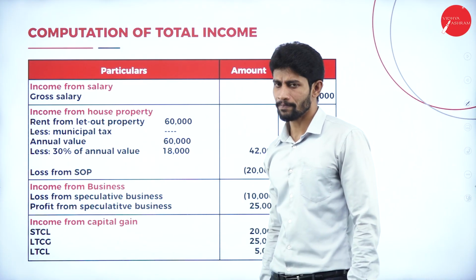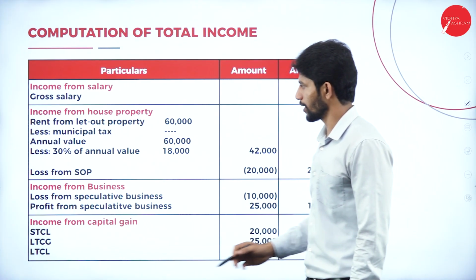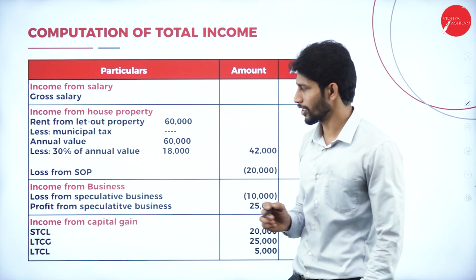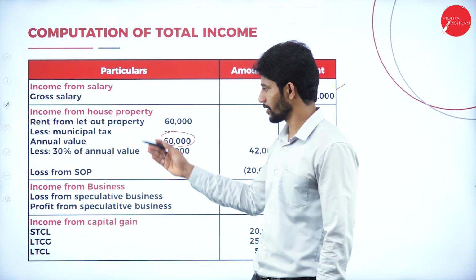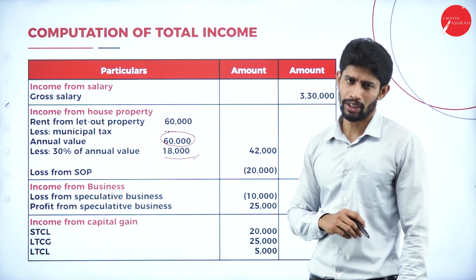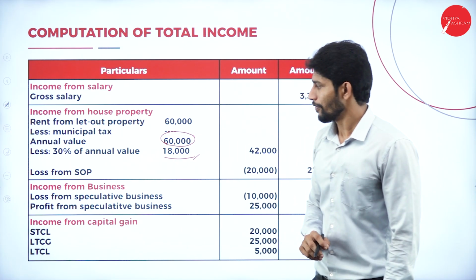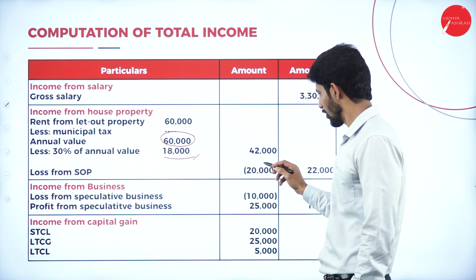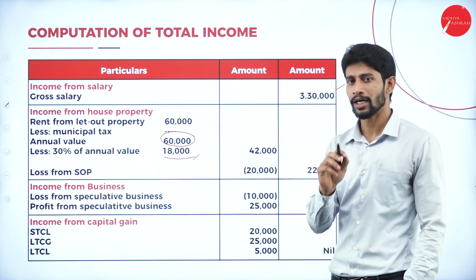So income from salary, gross salary. What is the salary given in the problem? 3,30,000. Income from house property, rent from let out property, 60,000 we are receiving. Municipal tax is not given, so let us consider the 60,000 only as annual value. Less 30% of annual value, 18,000. Balance 42,000, the profit from let out property. Loss from self-occupied property, what is the value? 20,000. So set off this 20,000 loss from the profit of 42,000. The balance you will get is 22,000. So 22,000 is income from house property.